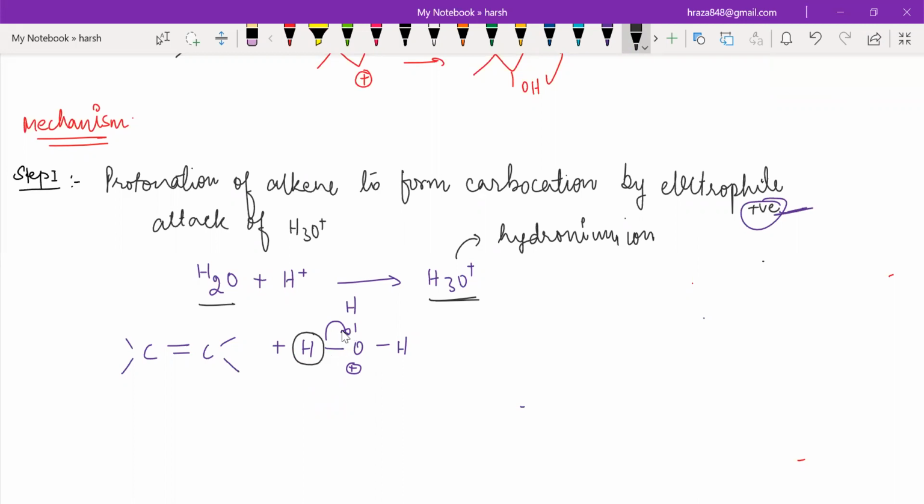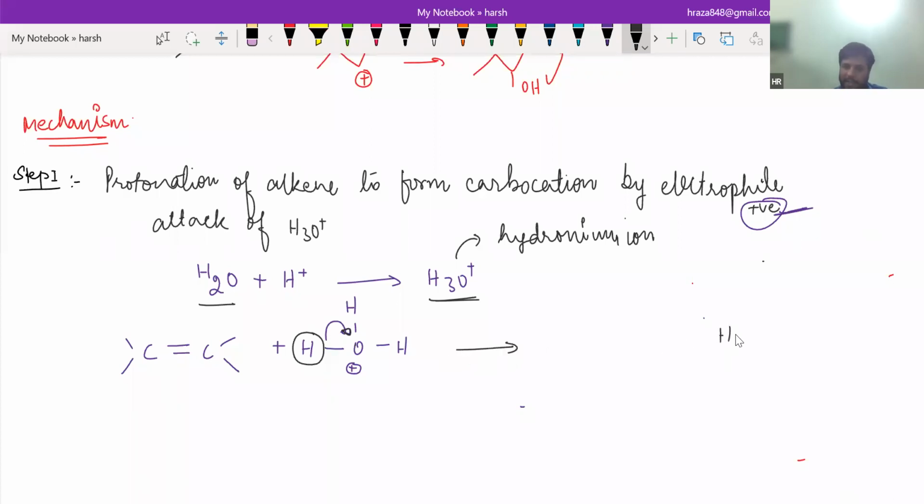Now you can see oxygen withdraws hydrogen's electron and gets one electron. So there is already a positive charge and it gains one electron, so it will be neutral. It will be H2O. There will be no charge left. Now this H plus is the electrophile. There is no electron here. It is electron poor, an electrophile. So this will attack it.